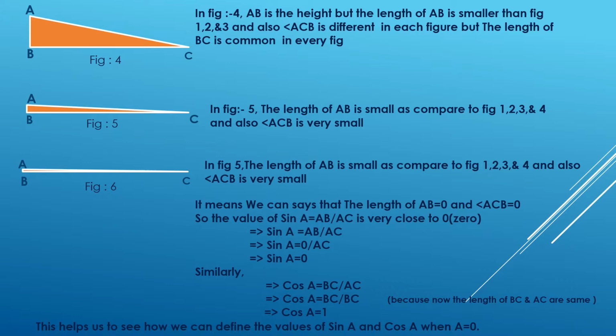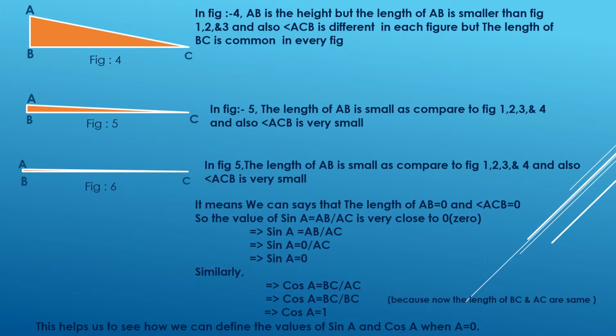It means we can say that the length of AB is equal to 0 and angle ACB is equal to 0. So the value of sin A, which is AB by AC, is very close to 0. Now sin A is equal to AB by AC, and sin A is equal to 0 by AC, so sin A is equal to 0. Similarly, cos A is equal to BC by AC, and cos A is equal to BC by BC. So cos A is equal to 1.